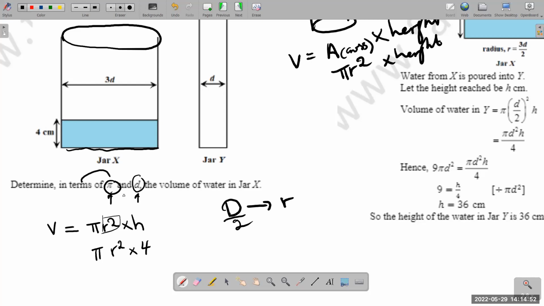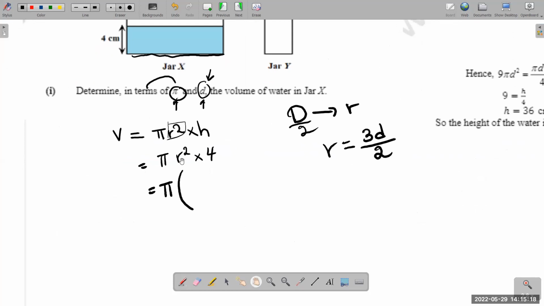So you realize they want the answer in terms of D. So what is R? R is 3D, which is the diameter, divided by 2. Agree or disagree? So let's go back now. What would the next step be? We know that pi stays. We know that R, we put a bracket. And why should I put a bracket? Because I have to square R, and R is a bunch of drama. All of this is R. So I have to put 3D over 2 in brackets, squared, times 4. Everybody see that?